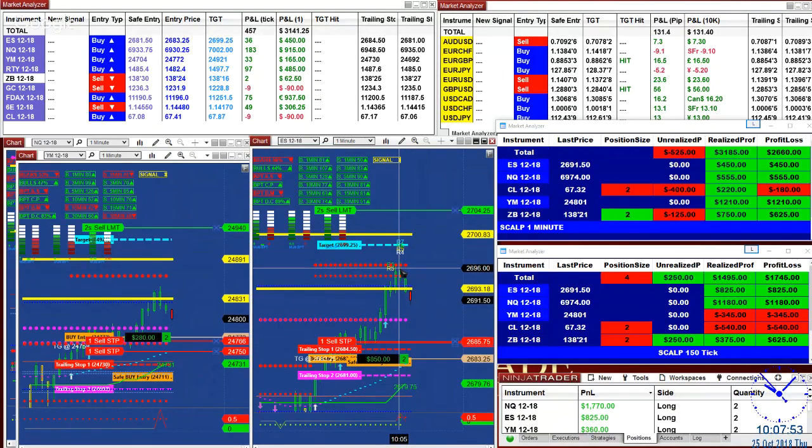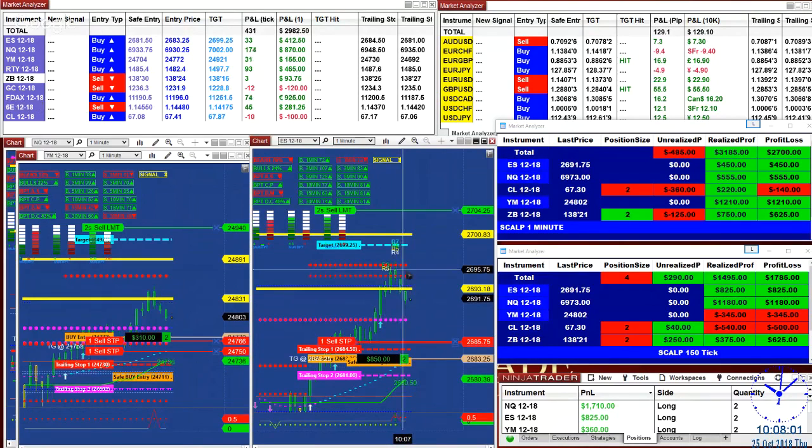So that's why I personally like the ATM. Maybe some other traders don't like to use the ATM. They want the system to take over. That's fine. You can do that and you can look at it.